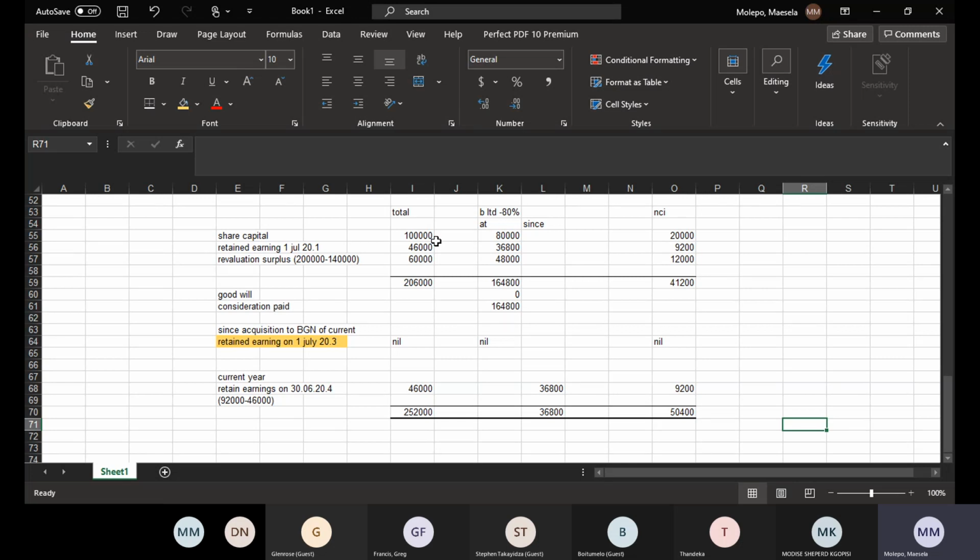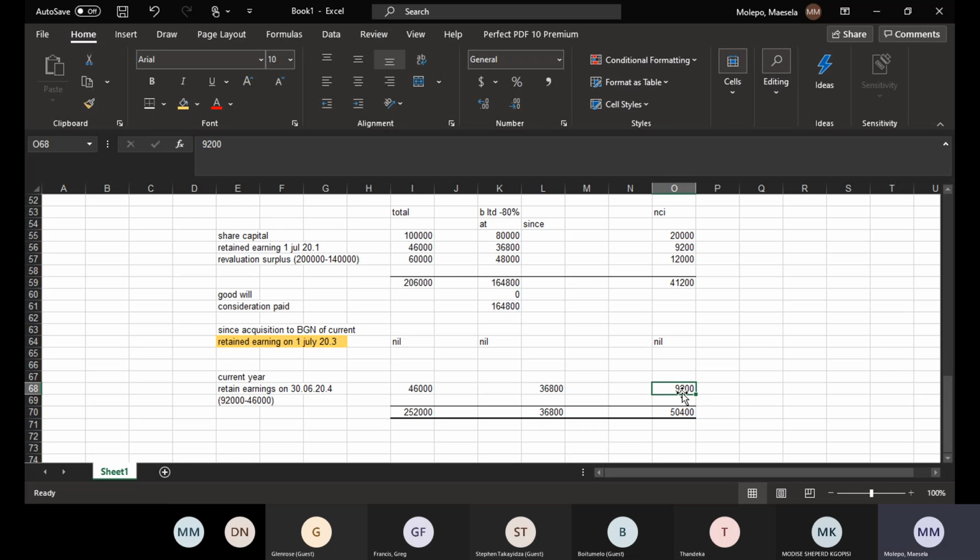So we say share capital, it will be this 100,000. And then we have the 46 of the retained earnings is eliminated. The revaluation surplus is 60,000. And then we have goodwill, which is zero. And then we do have the investment in B Limited at the consideration of 164,800. So we have a non-controlling interest of 41,200. Then from there is elimination of the equity of B Limited at acquisition. Then we have the retained earnings. So the retained earnings, it will be this one. The one of 9.2 is the one which is going to be regarded as the non-controlling interest.